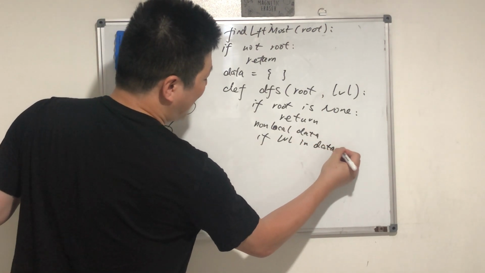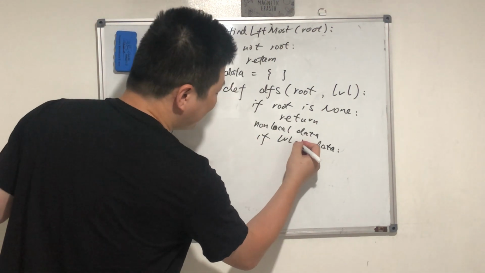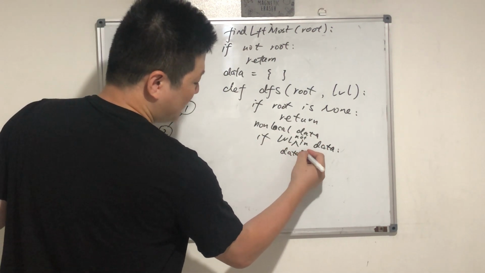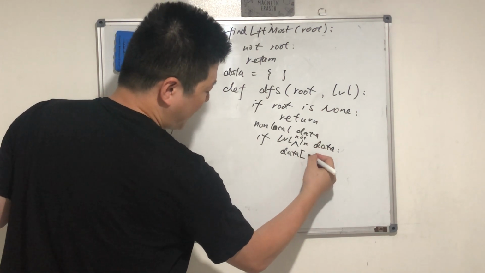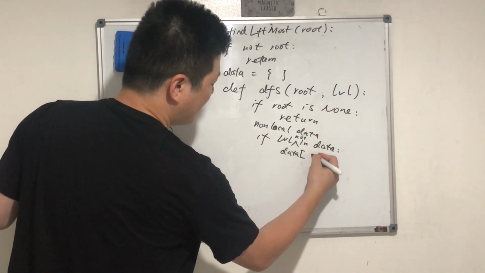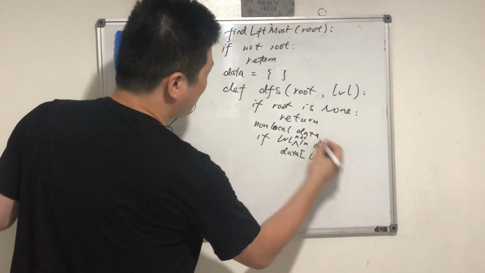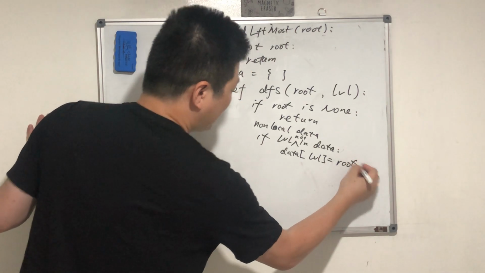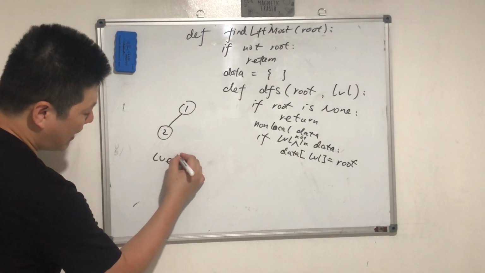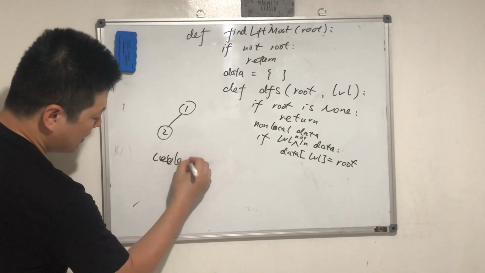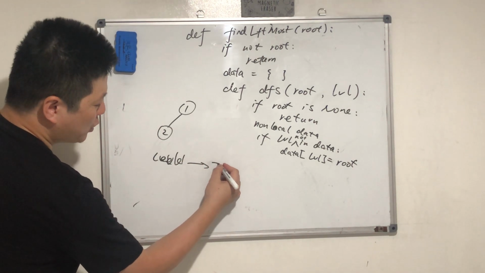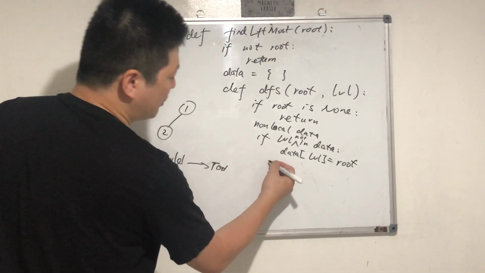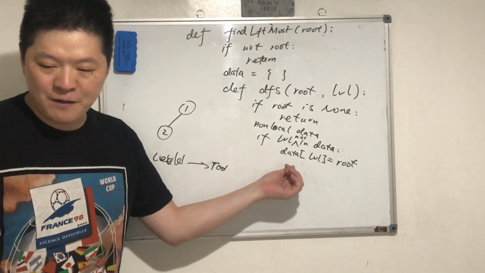If level in data, we're done. If level not in data, then data, square bracket, level equals what? Root. Yes. So we have the mapping of the level and the root, the node. Okay, then now we need to visit the left or right first.